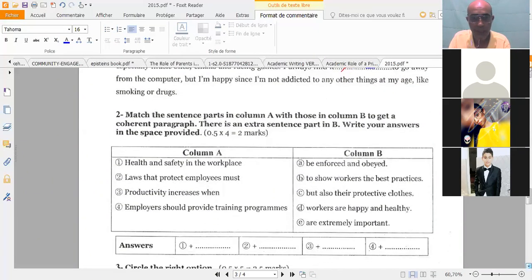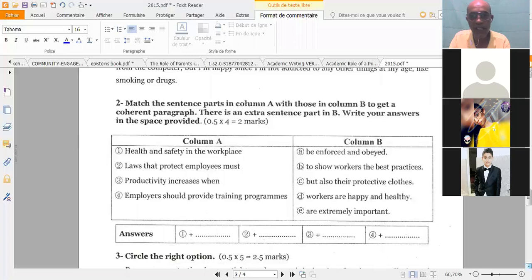Now we go to the next one. Match the sentence parts in column A with those in column B to get a coherent paragraph. Now you have to concentrate on grammar and meaning here, okay, so that you can get all of them right. I will give you 5 minutes.